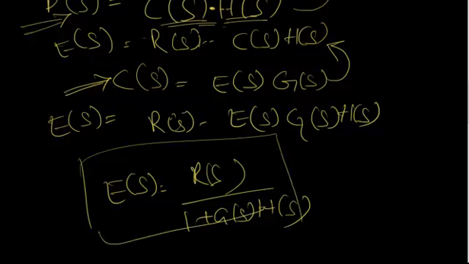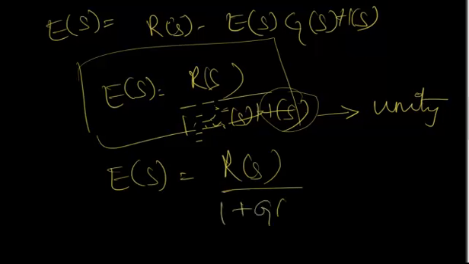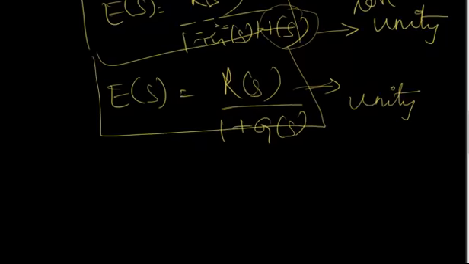Here H of S is nothing but the feedback element. If this feedback element becomes unity, then it is a unity feedback loop. Then E of S will be R of S by 1 plus G of S. This is for unity feedback, and the earlier one is for non-unity feedback. So using these two formulas, we find out the steady state error.